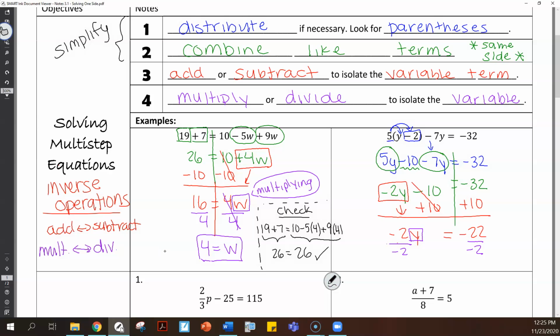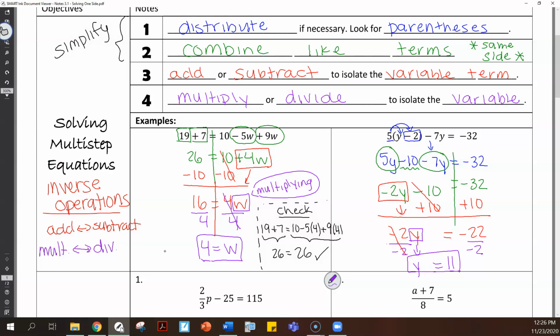-2y divided by -2. My -2's are going to reduce to 1, so those are going to go away. Y comes down. -22 divided by -2 is +11. Again, make sure you're using a calculator to do those calculations.